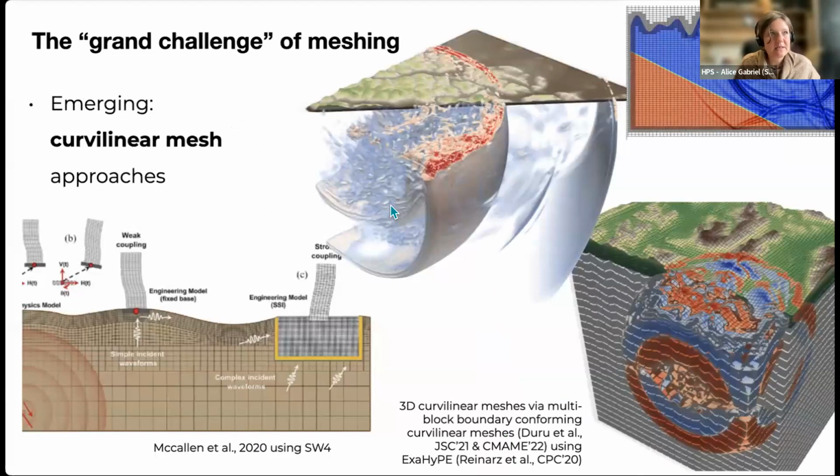We're also interested in changing this picture. There are emerging approaches, for example, using curvilinear meshes. That means the user doesn't have to define all the geometrical complexity anymore in the mesh, but there's a step inside the code which deforms the mesh to, for example, account for topography or even to account for interfaces in the subsurface. SW4 has an implementation for that. We also have papers that are looking into this using different methods. So that is quite interesting.